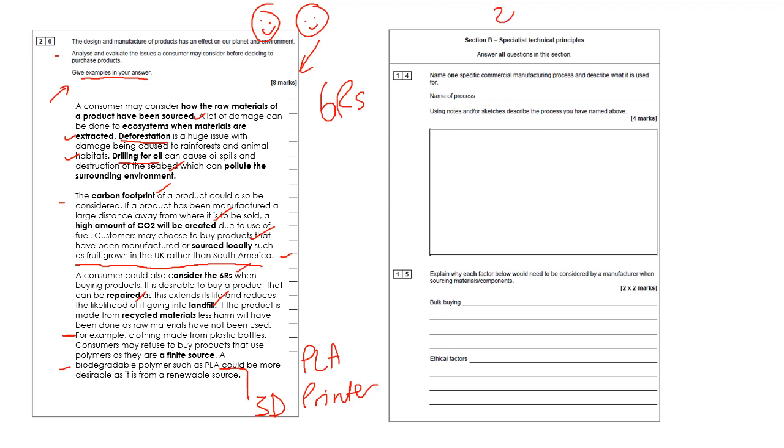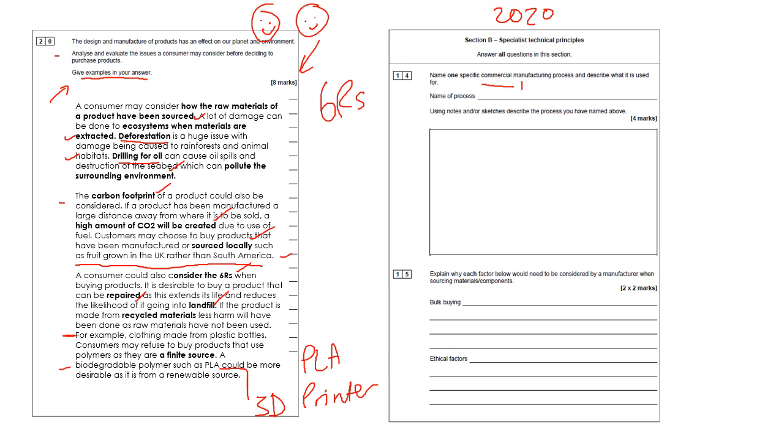Right, this is from the 2020 past paper. So this is the section B for this one. This one starts off with a 4-marker saying, name one specific commercial manufacturing process and describe what it is used for. So this is not asking us to explain how we get it from a workable into a workable form. So this is not fractional distillation. This is commercial. So this is how you would actually manufacture a product.